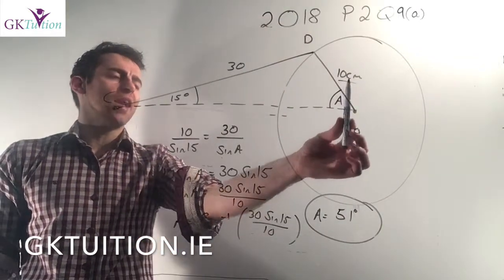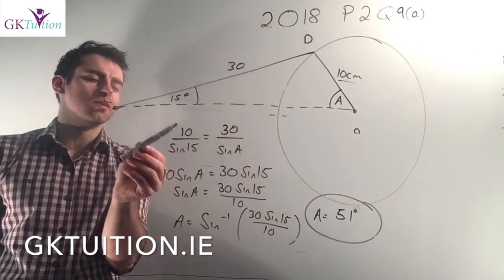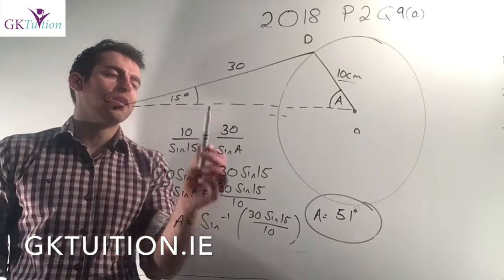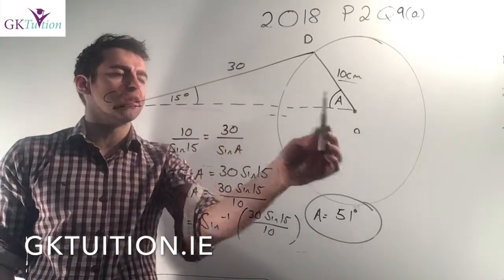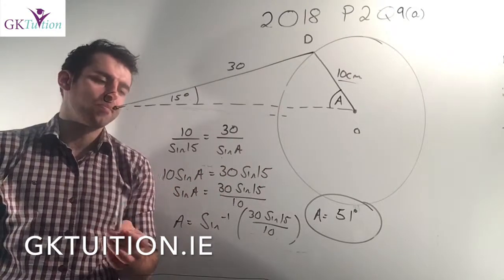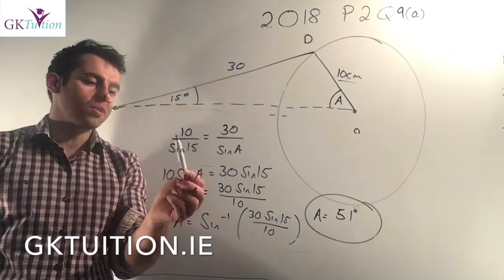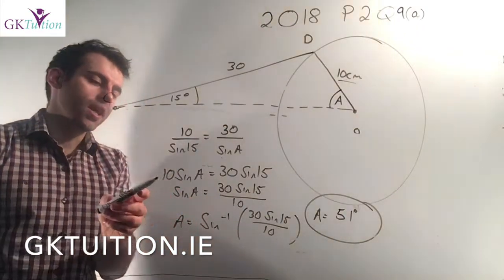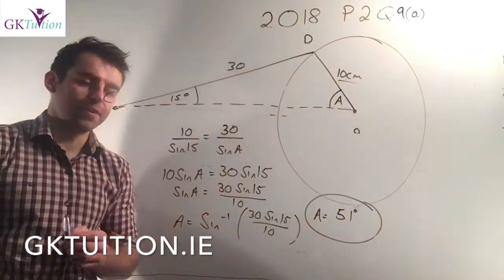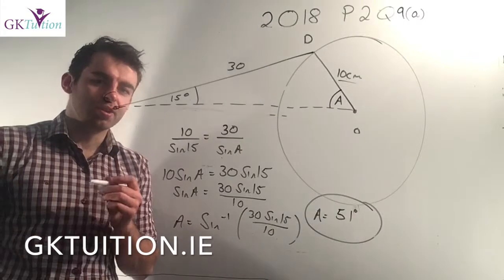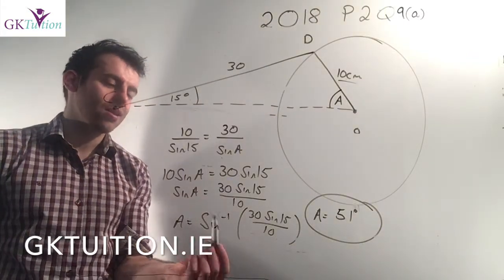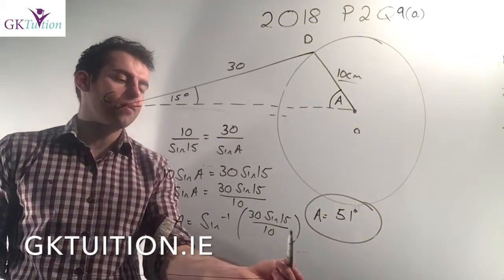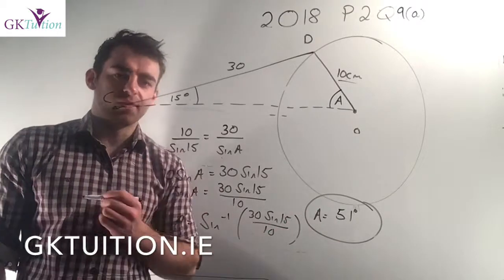You can say that 10 over the sine of the opposite angle, 10 over sine 15, is equal to 30 over the sine of the opposite angle, which is 30 over sine A. If you just multiply both sides by sine A and then by sine 15, or cross multiplying, you get 10 sine A is equal to 30 sine 15. To get sine A on its own, you just divide both sides by 10, and then to get A on its own, you take sine inverse of all of that, and your A works out as 51 degrees.